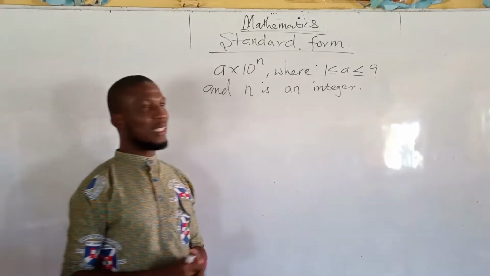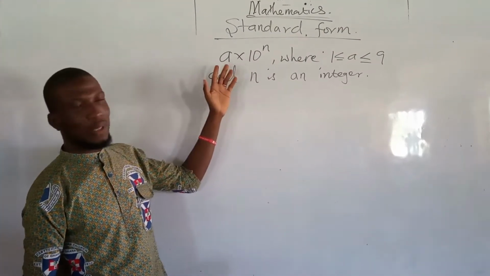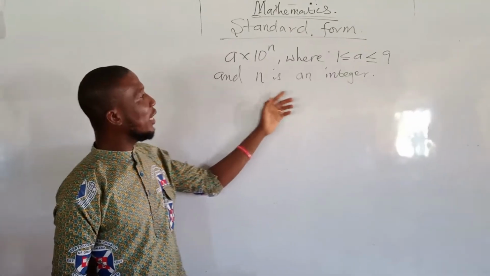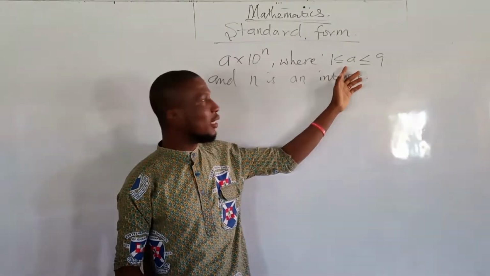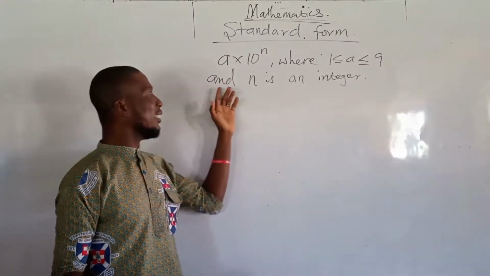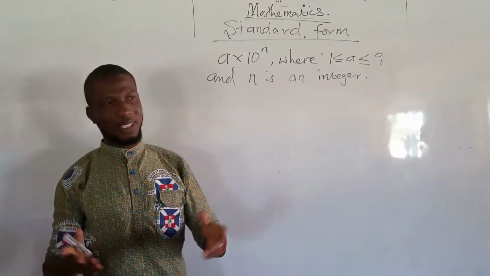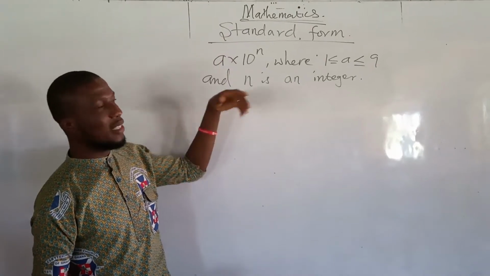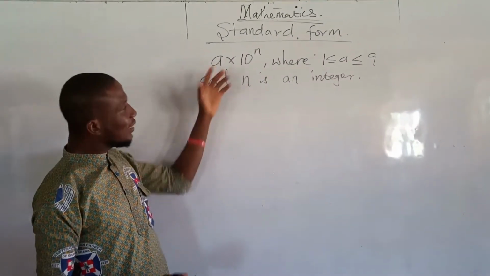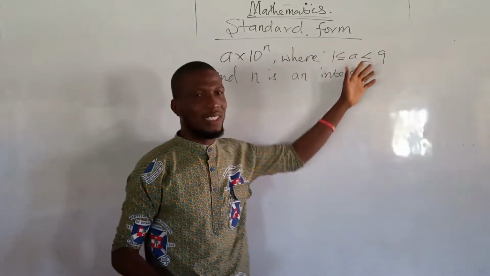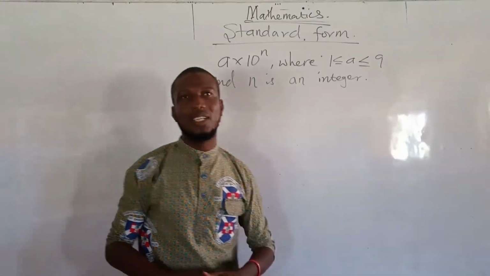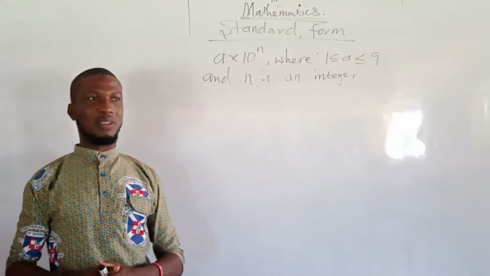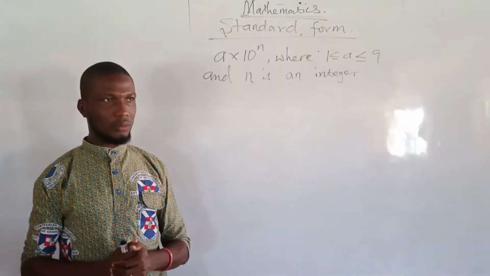We say that writing a number in standard form is writing a number in the form a times 10 exponent n, where 1 is less than or equal to a, less than or equal to 9, and n is an integer. Let me just explain that quickly. It means that we are writing a number in the form a number times 10 exponent something, where that number should be from 1 to 9. And then the exponent should be an integer, meaning that it will be a whole number when you are writing a number in standard form.